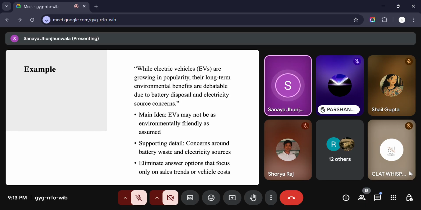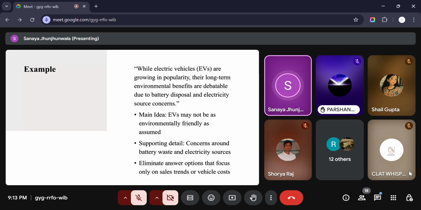अब supporting detail यहाँ पे क्या है? Concerns around battery waste and electricity sources. So eliminate any answer options that focus only on sales trend or vehicle costs. इसका this is from a passage basically. So eliminate answer options that focus on facts, basically when I'm referring to sales trends or vehicle costs. Because we are not talking about the price of the EV. We are talking about the environmental friendliness and sustainability of the EV.